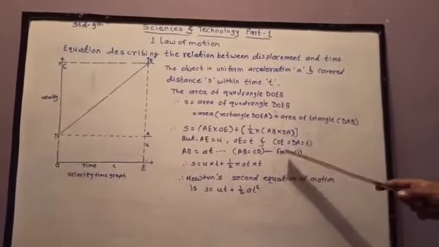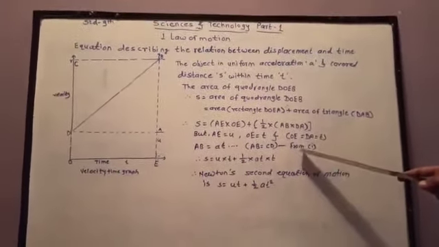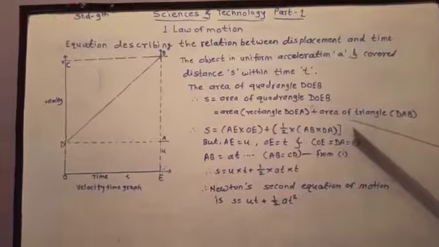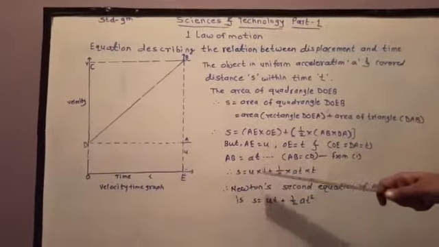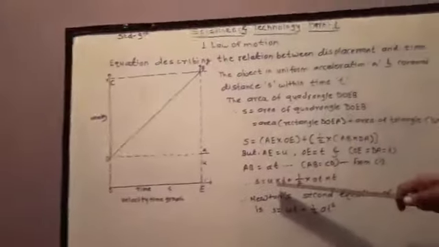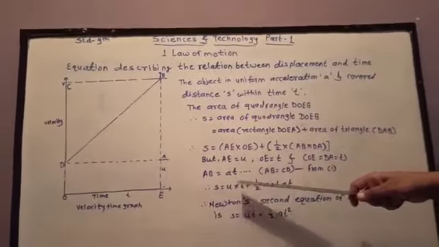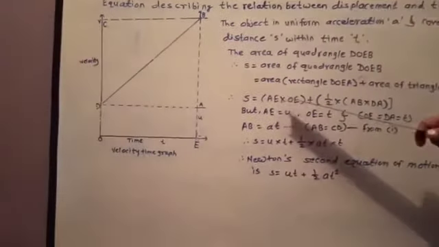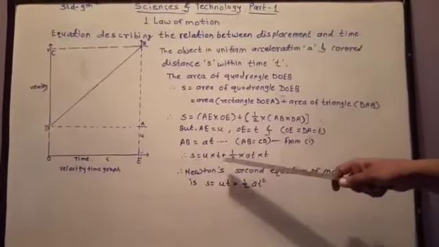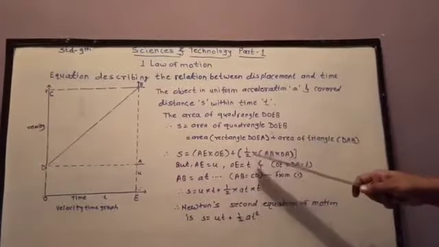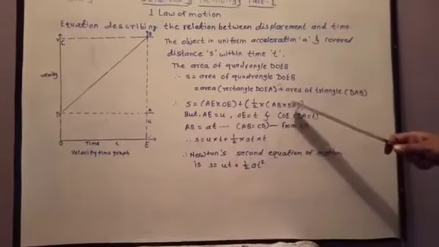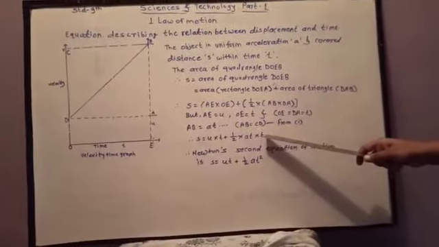Put the value in equation 1. Therefore, S equal to AE into OE, AE is u, and OE is t, plus 1 upon 2 into AB is at and DA is time t.